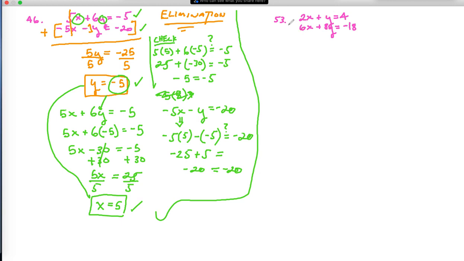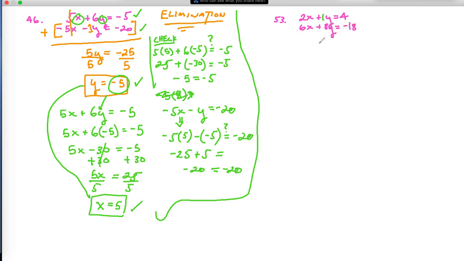Now I do the same thing over here for number 53, but only if we look at our first step here. If I add these two equations together, is anything going to cancel? 2x plus 6x is 8x. So I still have x's. 1y plus 8y is 9y. So nothing canceled out completely.